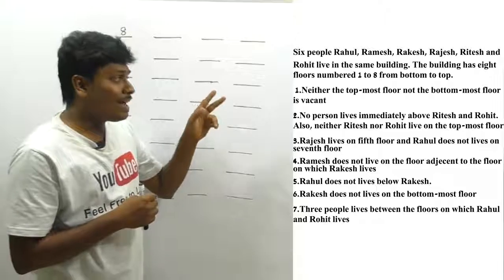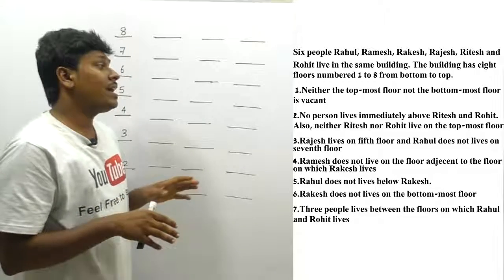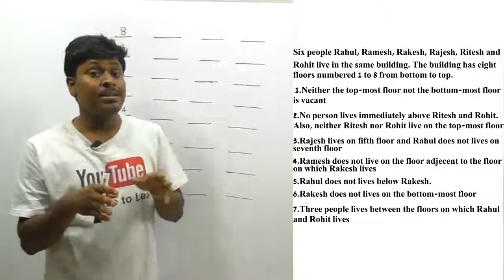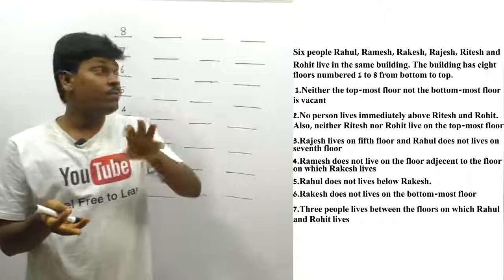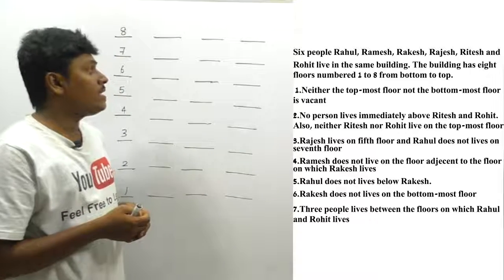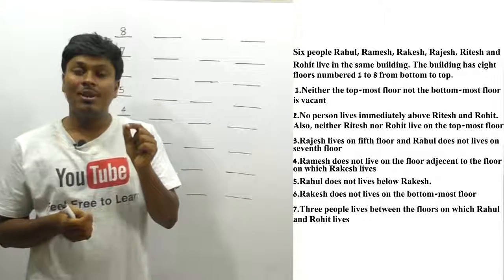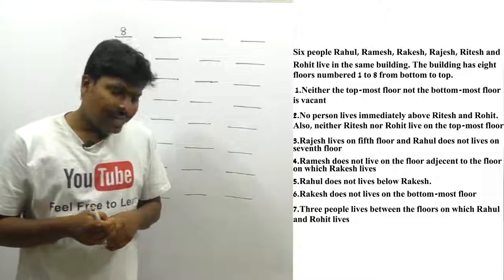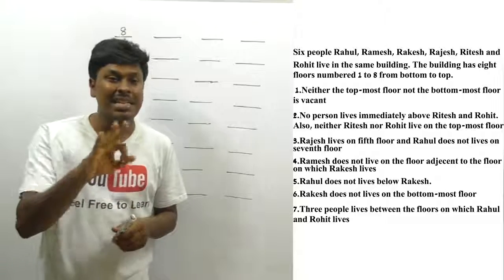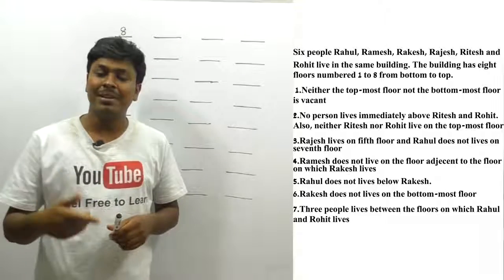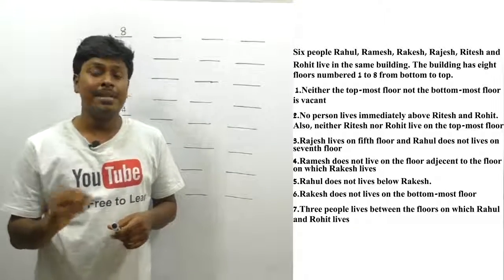And there are 2 vacant positions, friends. So our target is to find which person lives on which floor and which floors are vacant, right? Before moving on to point number 1, you should know one simple logic. If I ask you, between A and B there are 3 people living, what are all the possibilities?